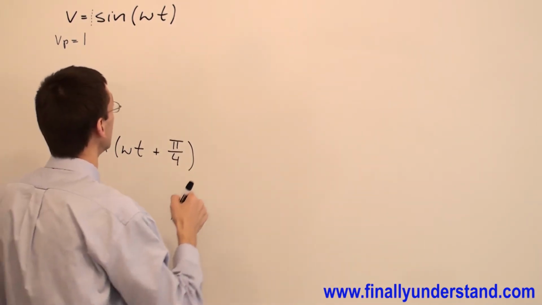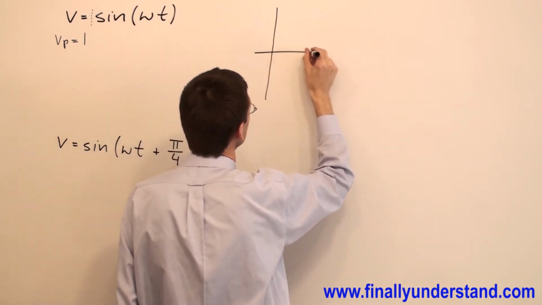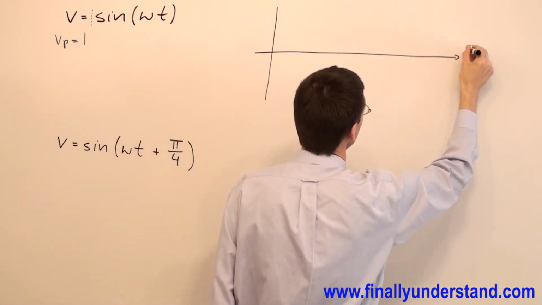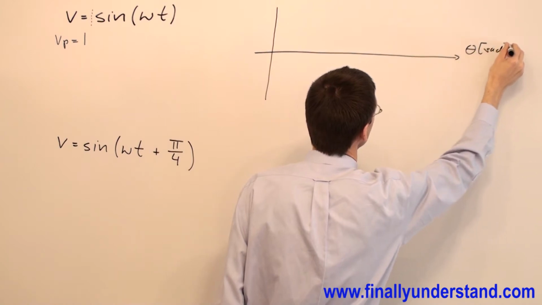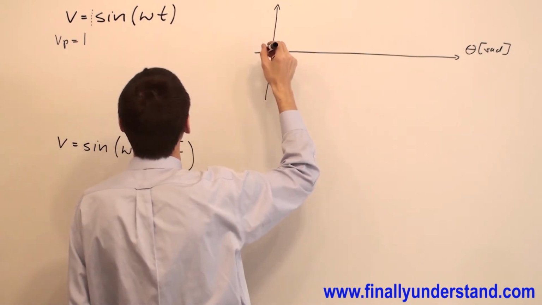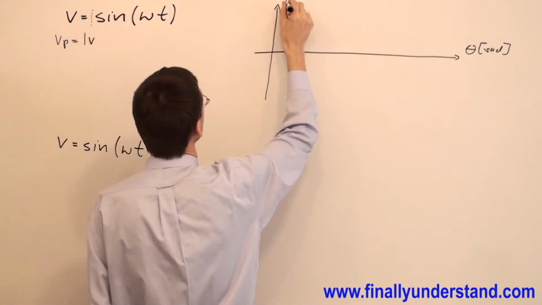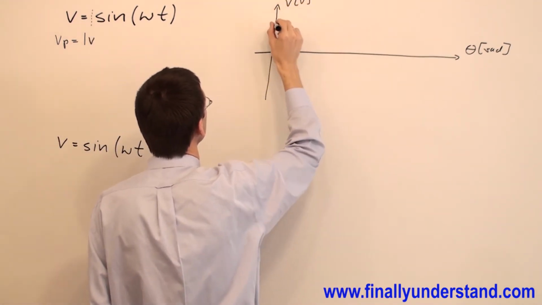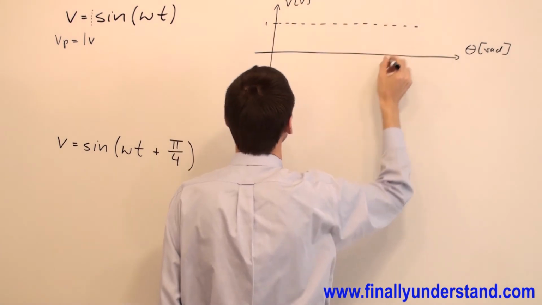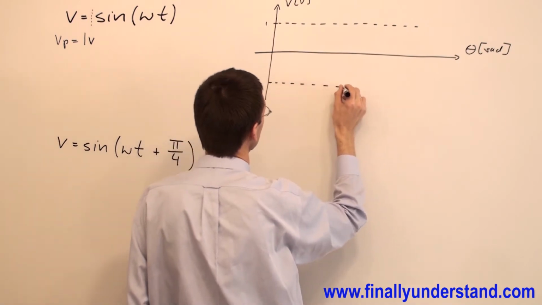Now I'm supposed to draw the wave. But this time my x-axis is going to be calibrated in radians. This is going to be theta in radians. This is a sine wave, and voltage peak is equal to 1 volt. This is my voltage in volts, and this is my 1. And I'm going to draw the dashed line in order to make the wave look symmetrical, and I have -1 somewhere over here.